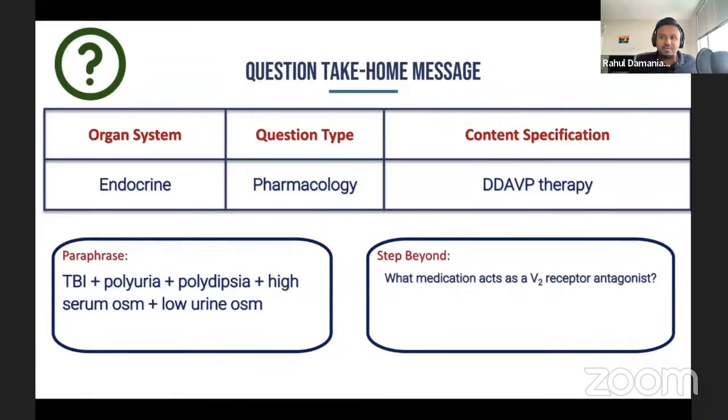Excellent. If you are saying the Vaptan drugs, you are absolutely correct. When do we use Vaptans? We use Vaptans in SIADH when the patient is going to be refractory to fluid restriction, for example. And remember that Vaptans are going to act opposite from DDAVP. DDAVP, V2 agonist, whereas Vaptans, V2 antagonist. So they would decrease cyclic AMP.